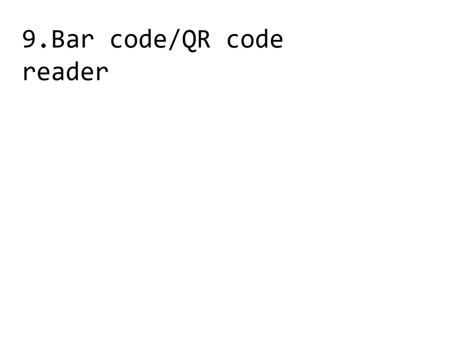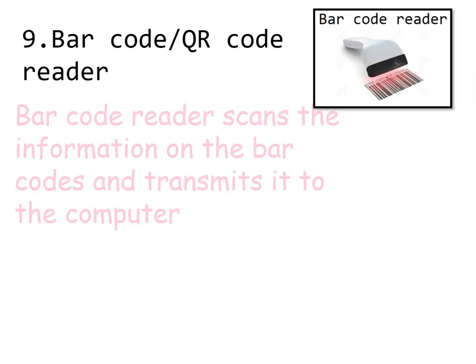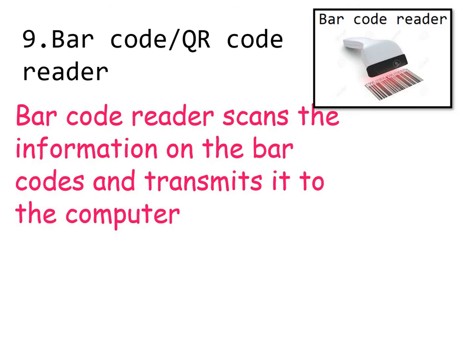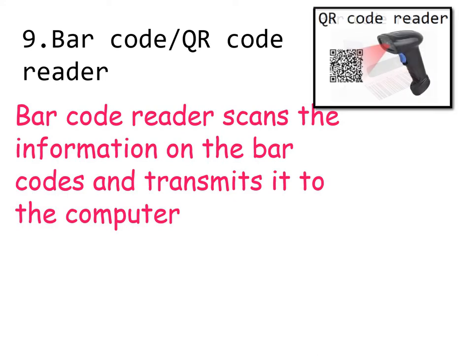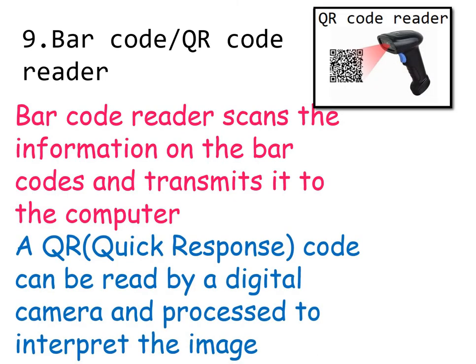Barcode QR code reader. Barcode reader scans the information on the barcodes and transmits it to the computer. A QR code can be read by a digital camera and processed to interpret the image.